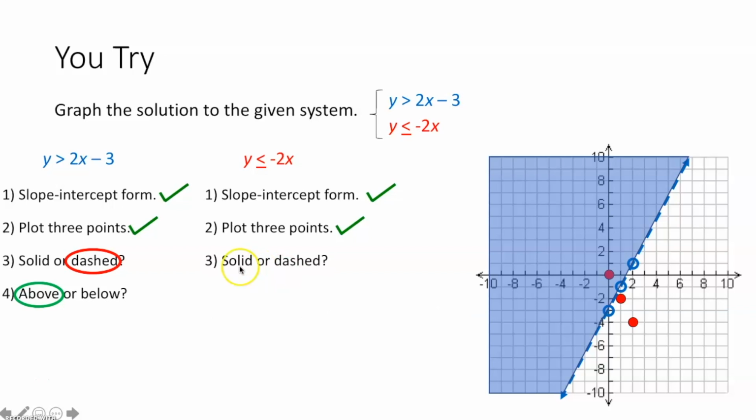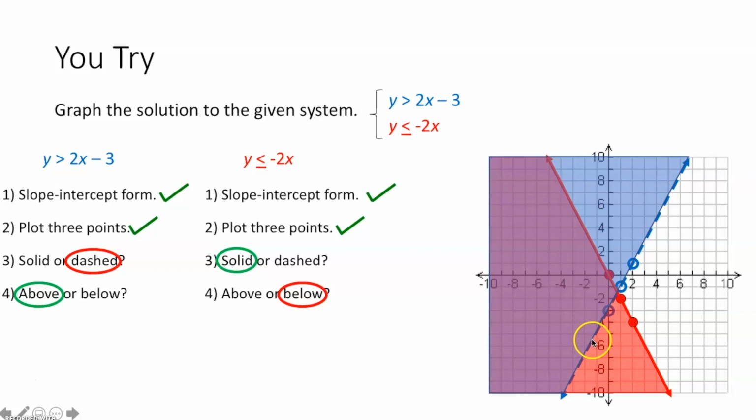Now we draw a solid or dashed line. Well, since there's an equal sign, it's going to be a solid line going through those 3 points. And do we shade above or below? Well, our inequality symbol is facing away from the y, so we're going to shade below this given line because we want all the y values less than or equal to -2x.